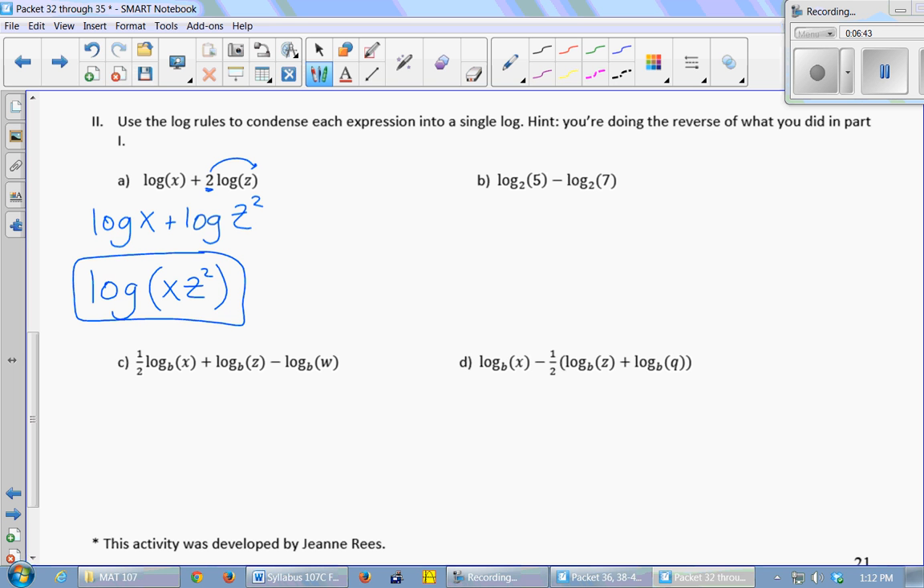Log base 2 of 5 minus log base 2 of 7. They have the same base, so I can condense them into a single log of a quotient, 5/7.